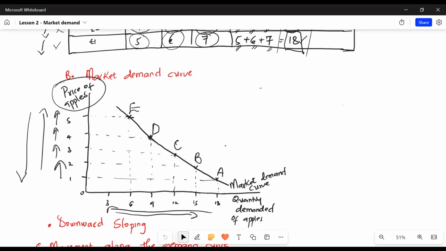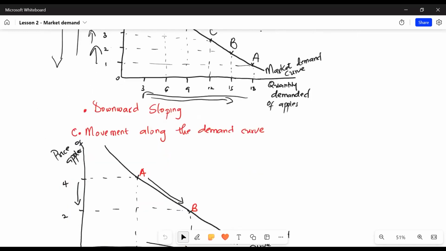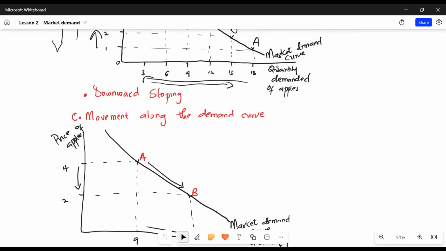Now that we have a general idea of how the market demand curve looks like, let's talk about movement along the demand curve. Now, when there are changes in price, which has nothing to do with other factors changing, or when only price changes, when nothing else is changing, causes movement along the demand curve. This is what we call a change in quantity demanded.